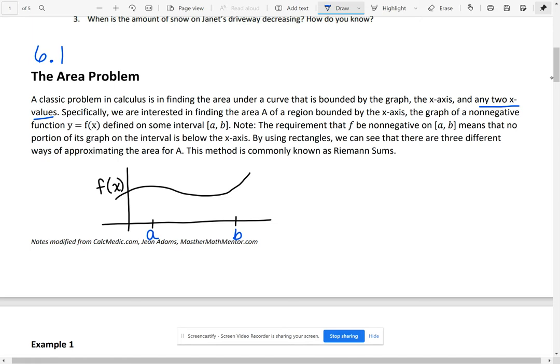So I want to find the area that is underneath this curve, in between the curve and the x-axis, and then bounded by the a and b x values. What I'm trying to do is estimate the size of this area. So the question of the day is, what is this area?